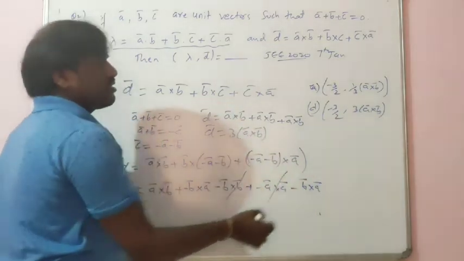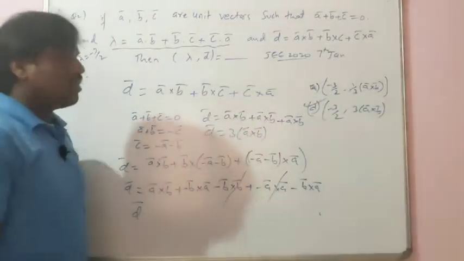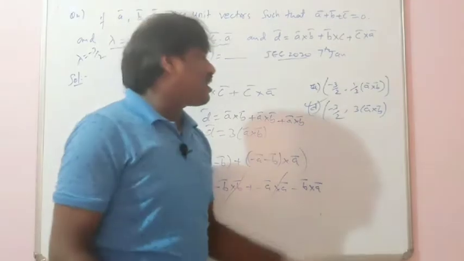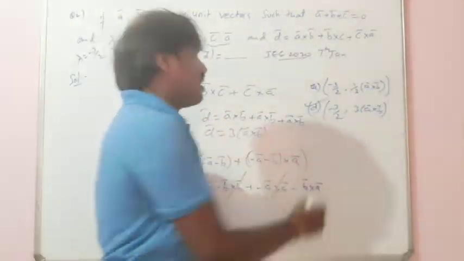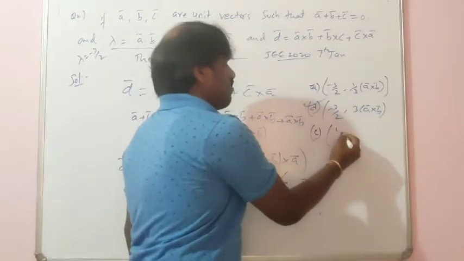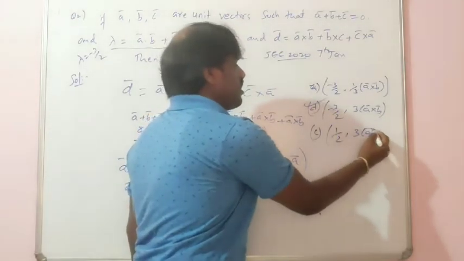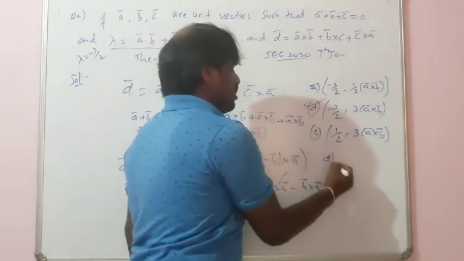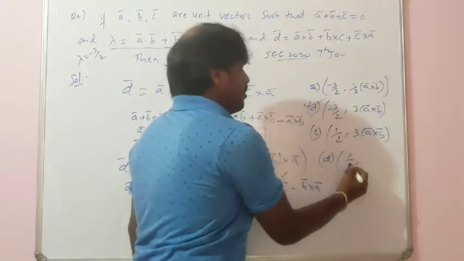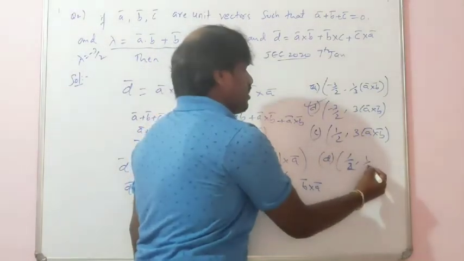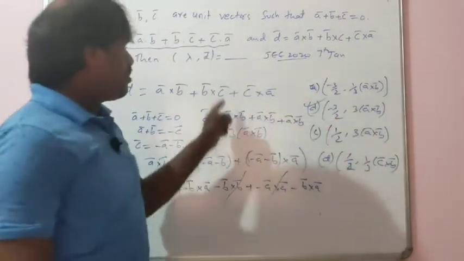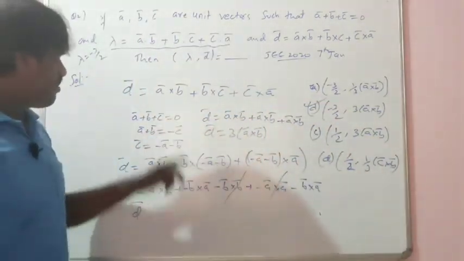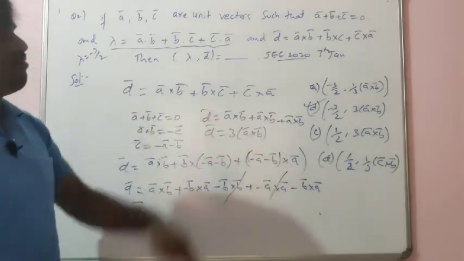So you can see this option D is matching there. So they have given like this. What they have given is, a option is like this, b option is like this, c option is like 1 by 2 comma 3 times a cross b, and d option is 1 by 2 comma 1 by 2 comma 1 by 3 c cross b, something like that they have given. So 4 options are given. We have solved it and we have done this problem. Hope you understand. Let us solve the next questions.